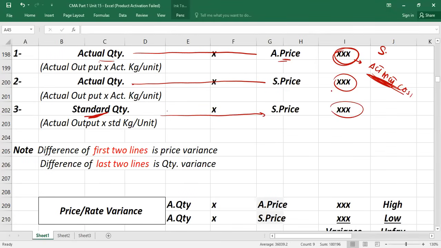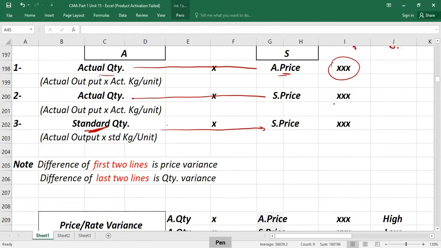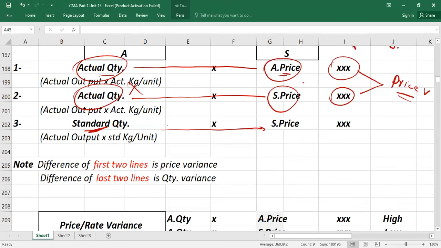Please look. Whenever you take the difference of the first two lines, the first line answer and the second line answer, it is called price variance. Which variance? Price variance. Look why. Is there any change in quantity here? No. Is there any change in price? Yes. So that is why it is a price variance.